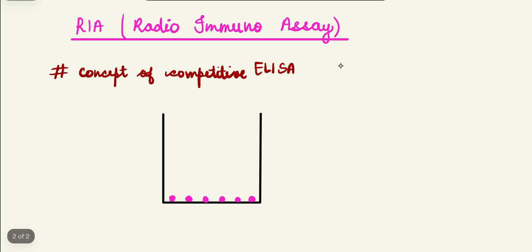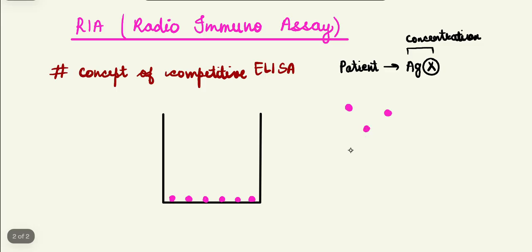Now what do we do in this process? We have to detect whether a particular patient has the antigen X or not. And here we can even detect the concentration of that antigen in the competitive ELISA. So first of all, let us label that antigen, let us mark it with pink color. Suppose these are the antigens present in the serum of the patient.